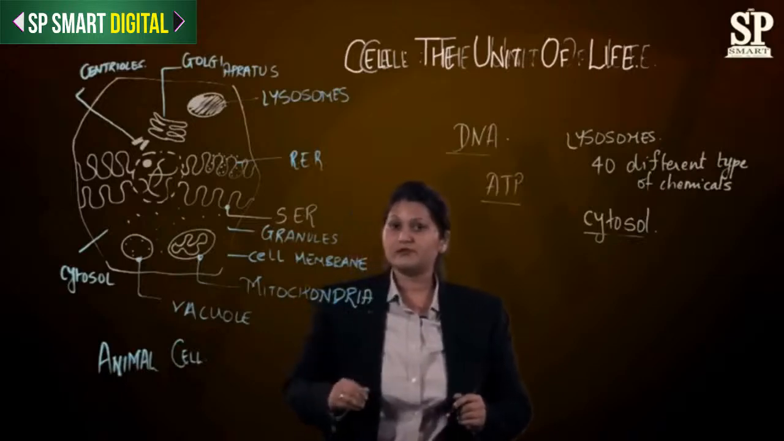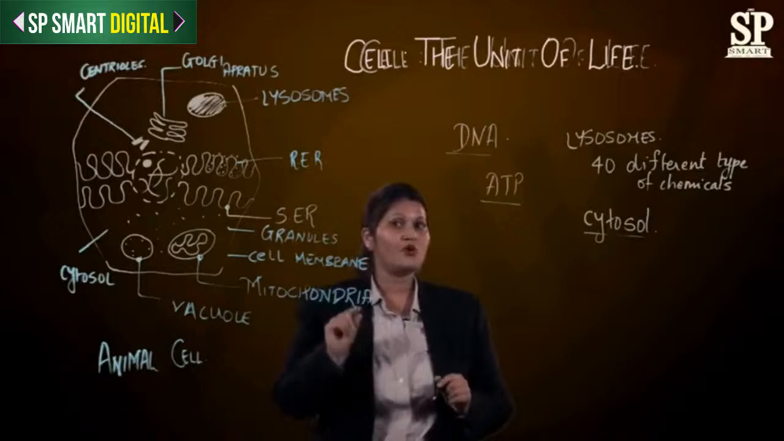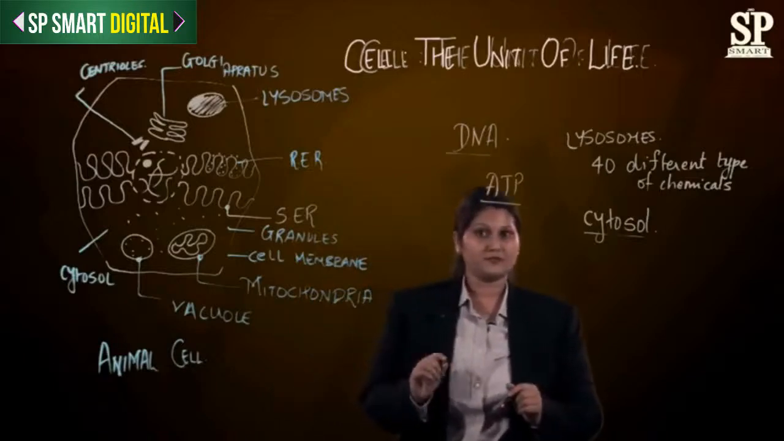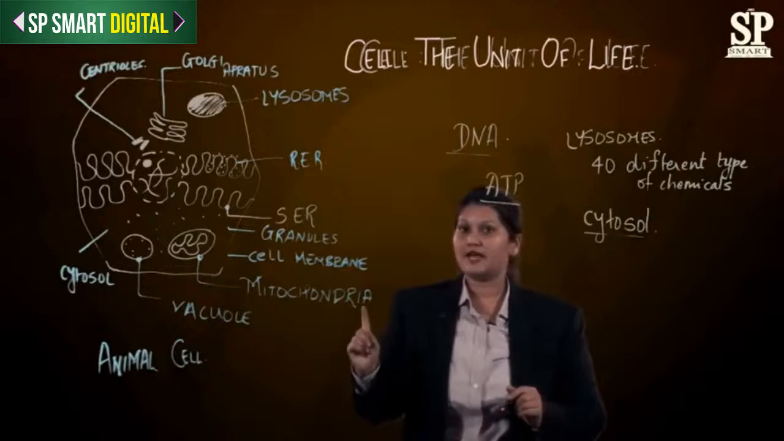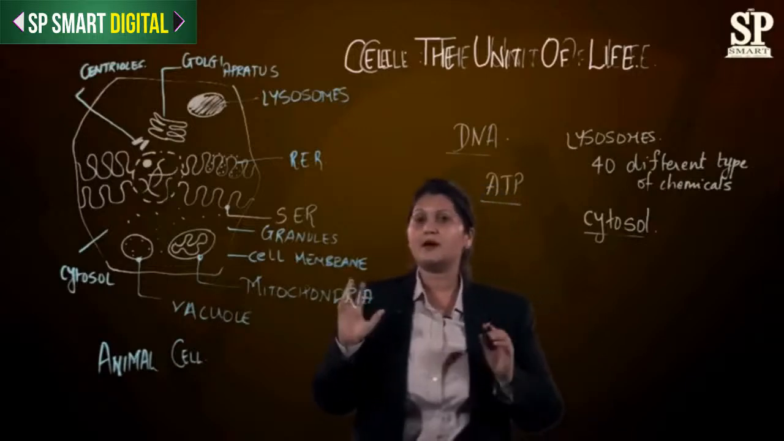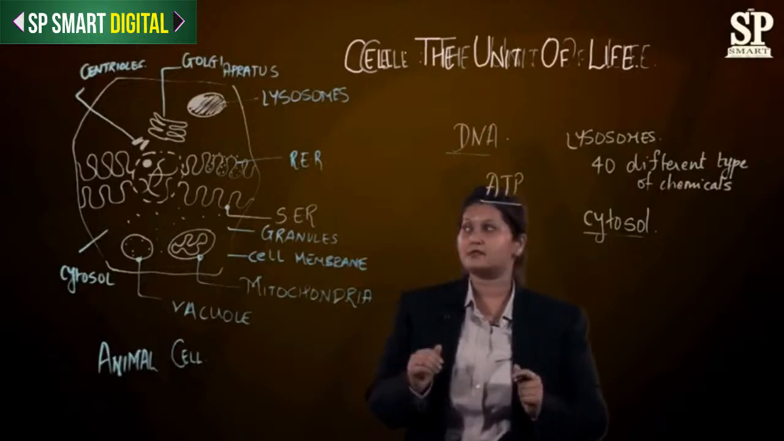The next thing we will be looking at today: in an animal cell, there is no plastid. So an animal cell will lack plastids and it will also lack a cell wall. And that is the reason animal cells will not have a proper rigid shape like the plants.